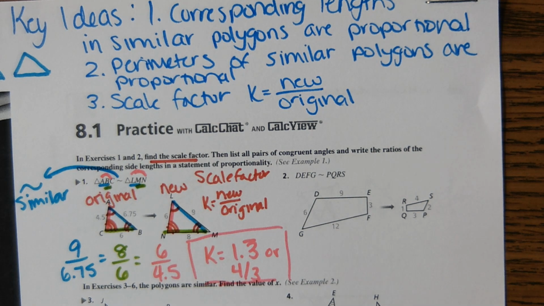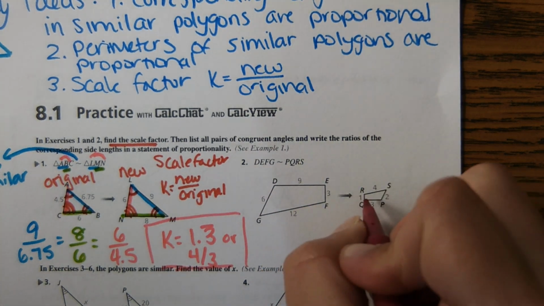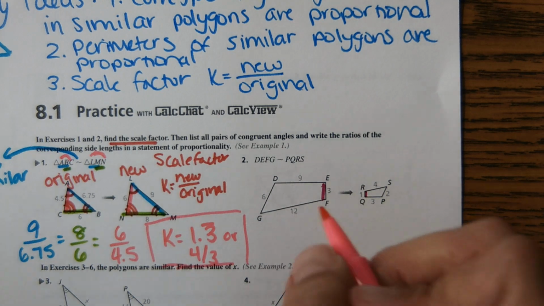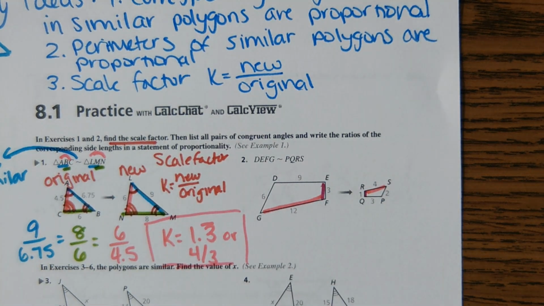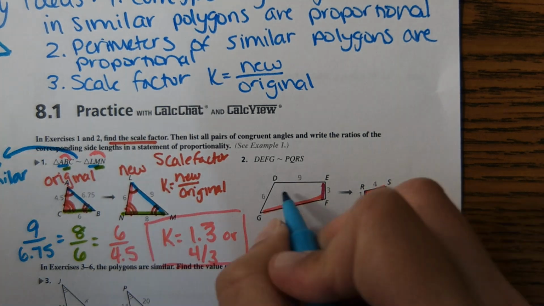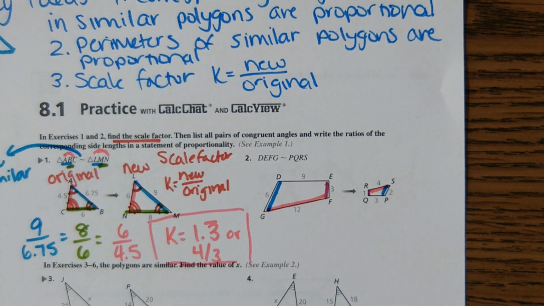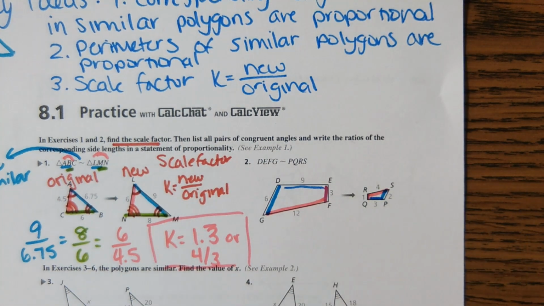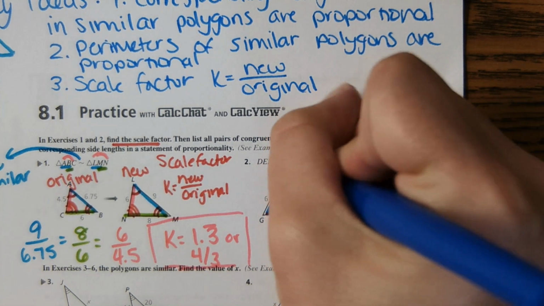Okay, number 2, we're not going to go through so much detail here, but same idea. So we have similar polygons. We're going to identify corresponding parts. So like shortest side with shortest side, those correspond. Longest side with the longest side. You can also use a similarity statement if you're not sure. This side corresponds with this. And this here corresponds with this side. And again, now we have an arrow. This one's new over the original.